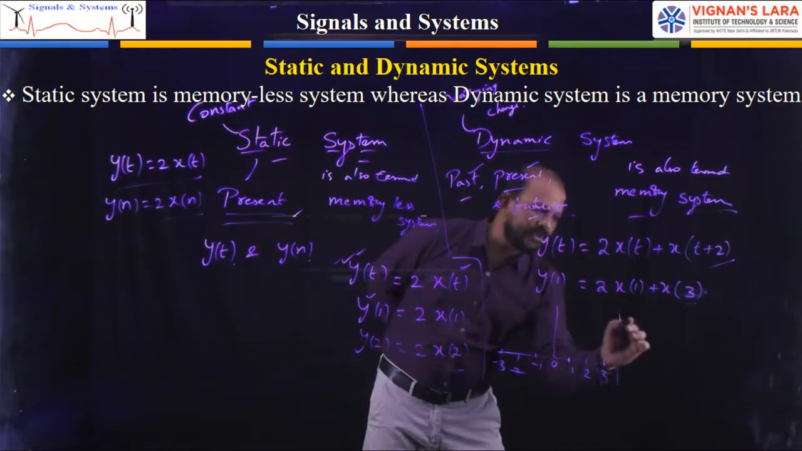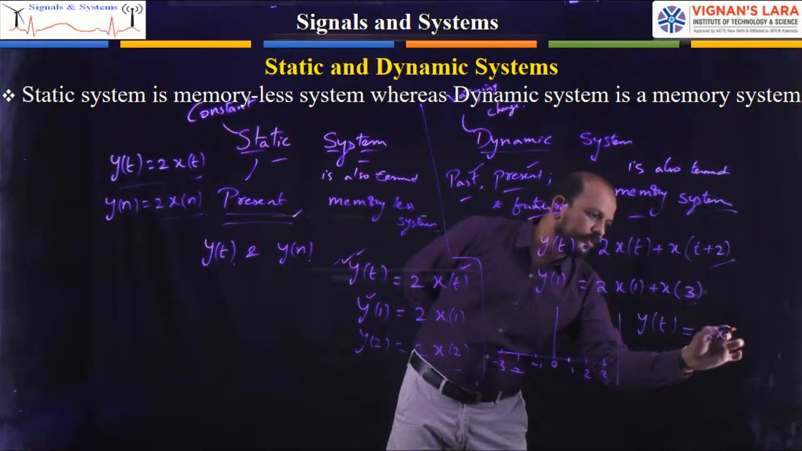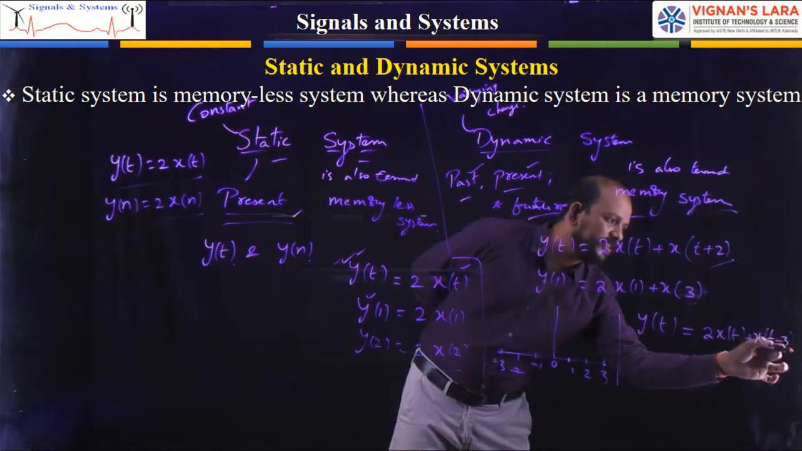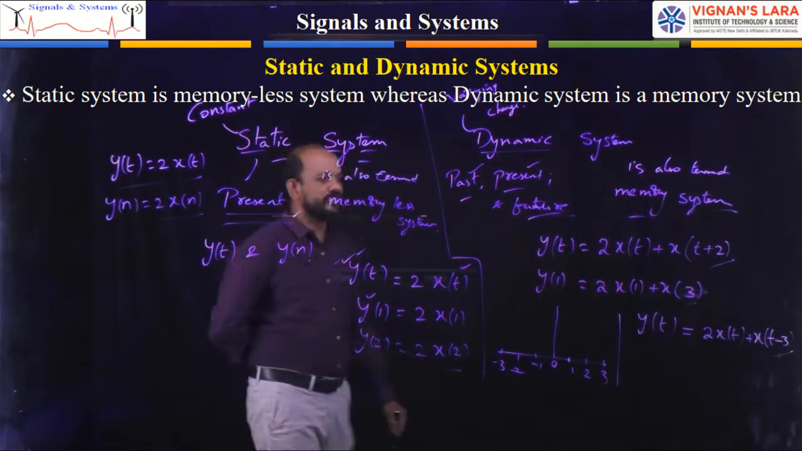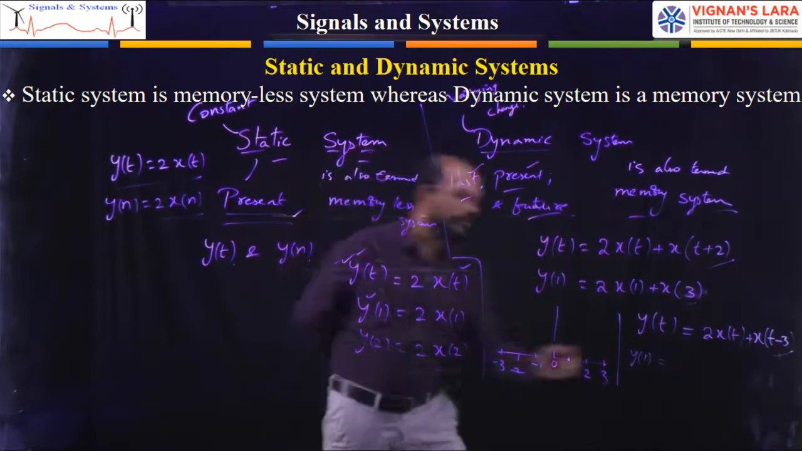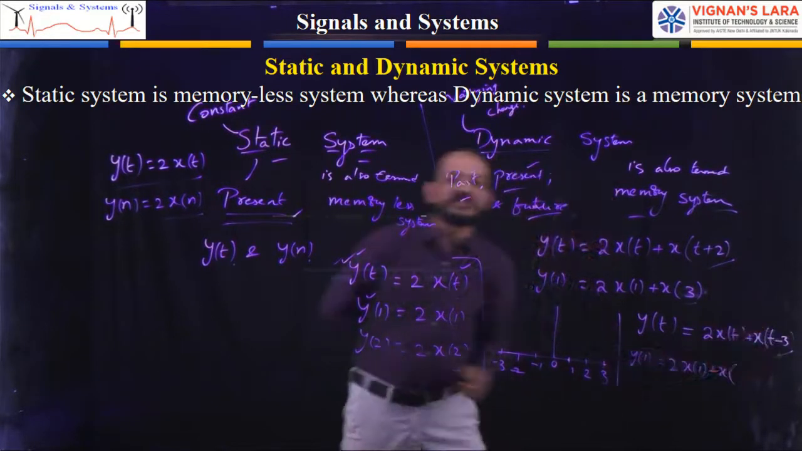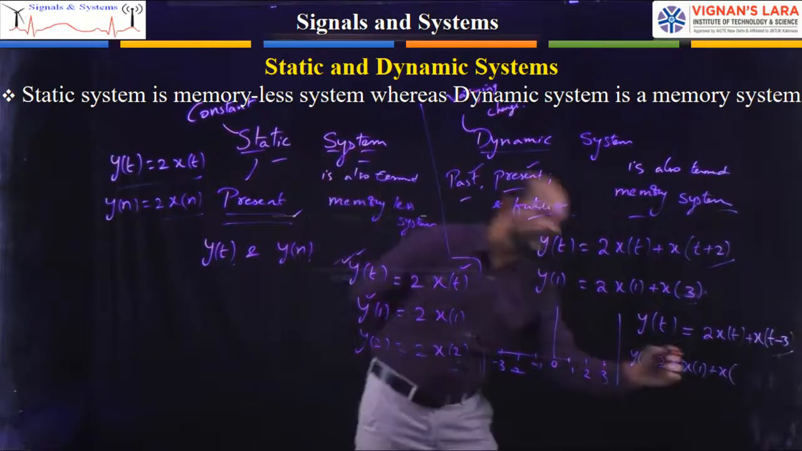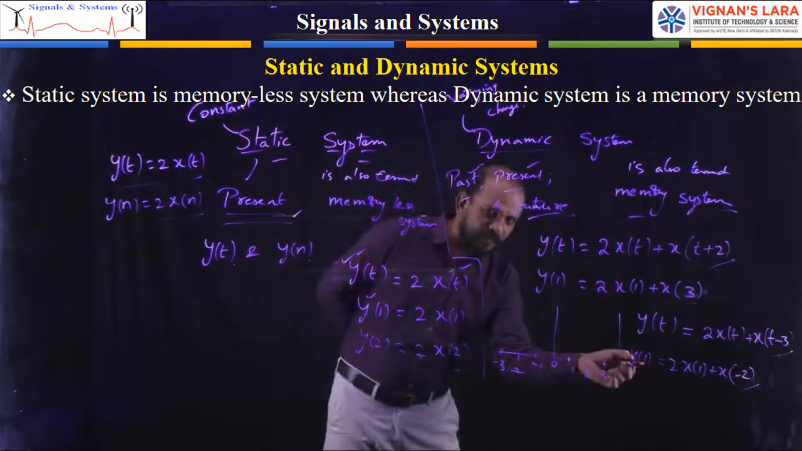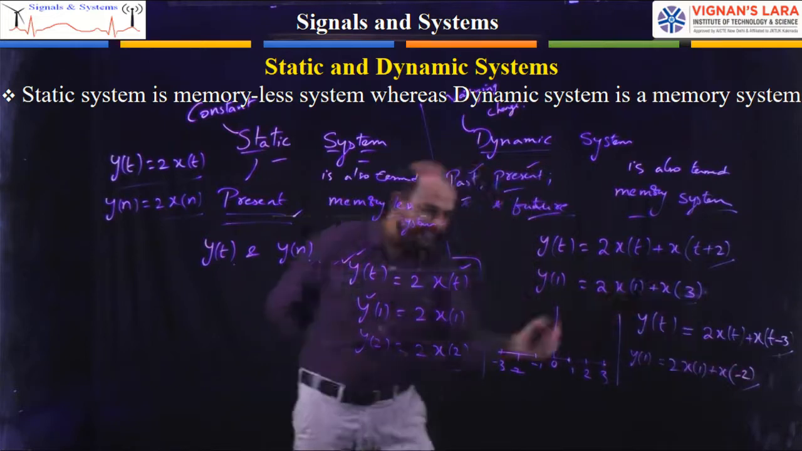If you go for another example, y of t equal to 2 into x of t plus x of t minus 3. See, at the first second, y of 1 will be equal to 2 into x of 1 plus x of 1 minus 3. 1 minus 3 is minus 2. That means here the output at the first second depends on the input at the first second and the input at the minus 2 second.